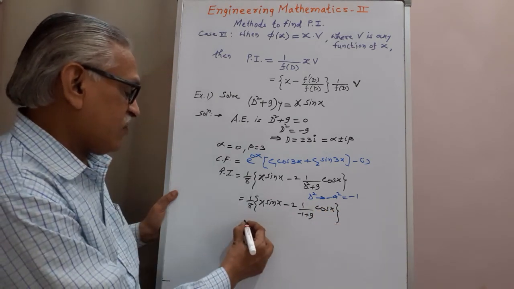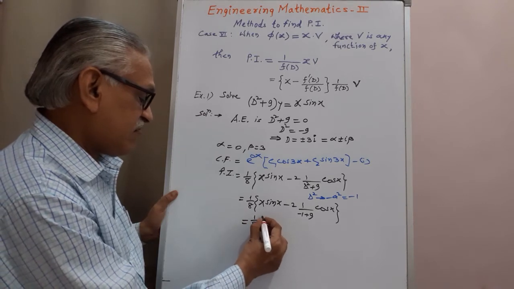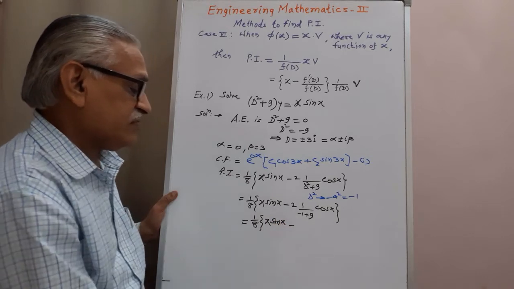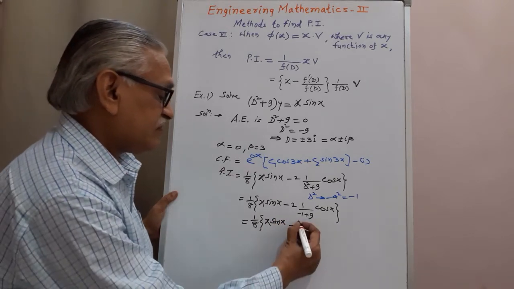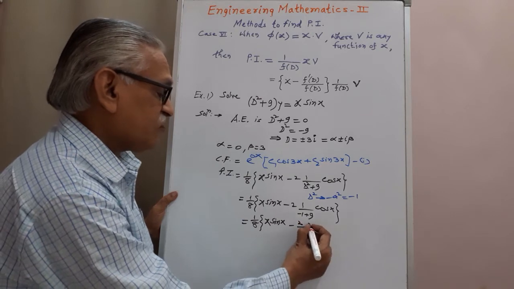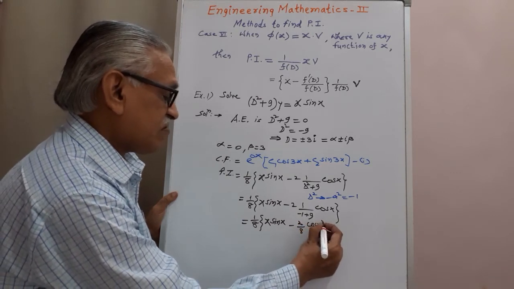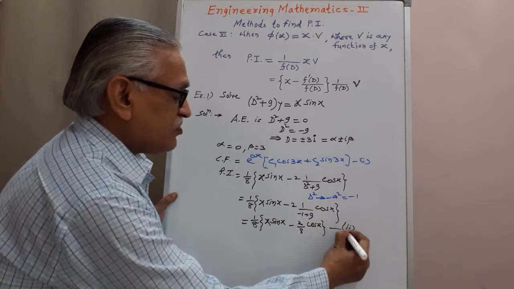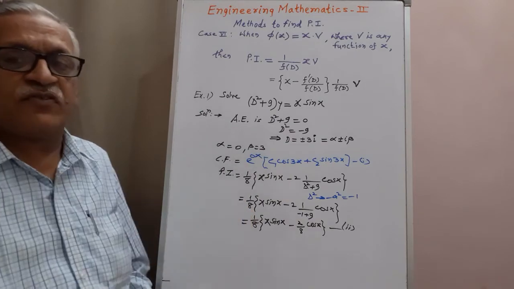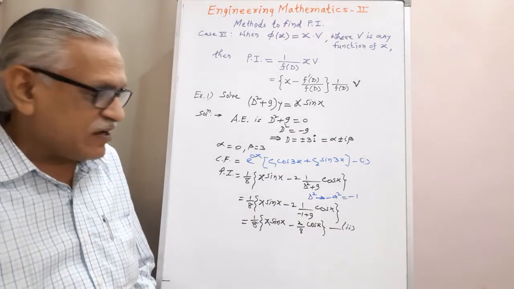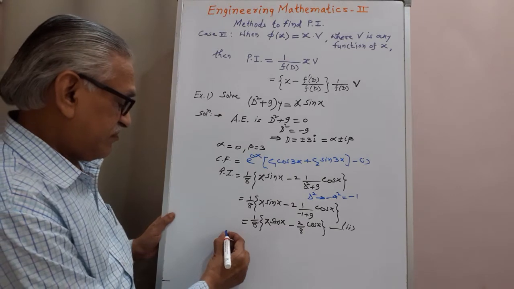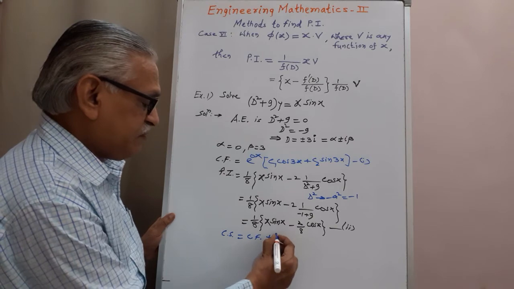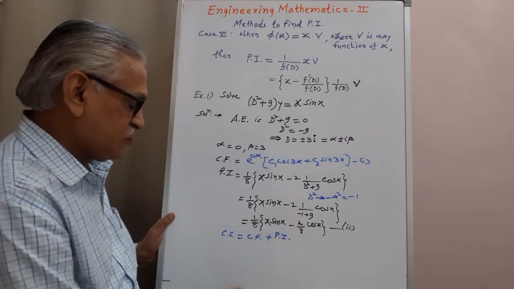And therefore we have 1 by 8 x sin x minus 2 by 8 times cos x as PI, equation number 2. And then if we combine with CF, we get the complete solution, and therefore the complete solution is CF plus PI, equation 1 plus equation 2.